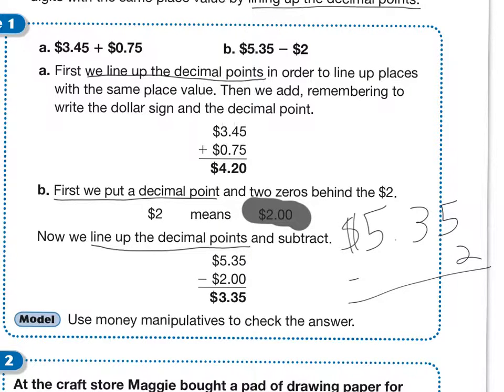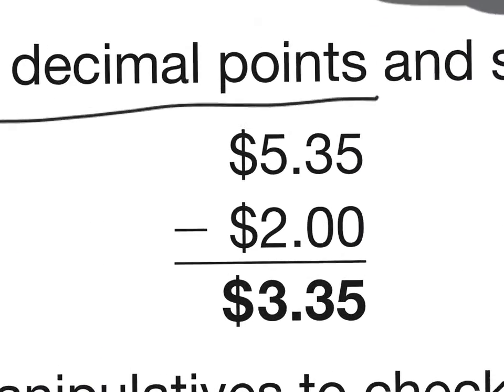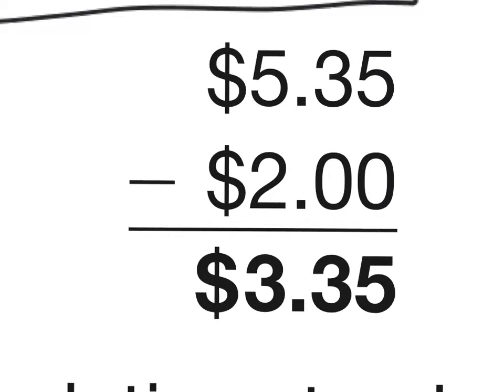When you do that, that allows you to set up a problem just like this. Now we have a decimal point to line up, and we have place values to be able to subtract. So 5 minus 0 is 5, 3 minus 0 is 3, 5 minus 2 is 3. The decimals fall straight down, the dollar signs fall straight down.